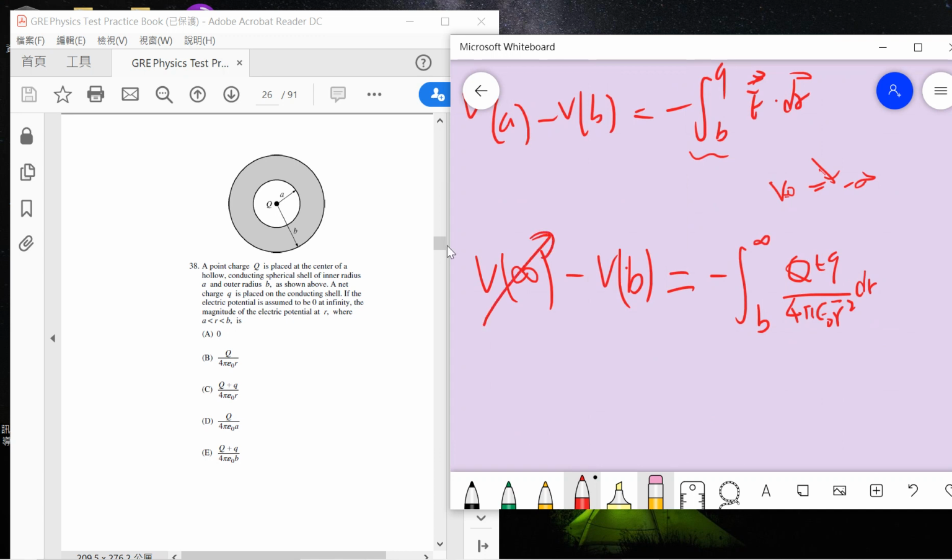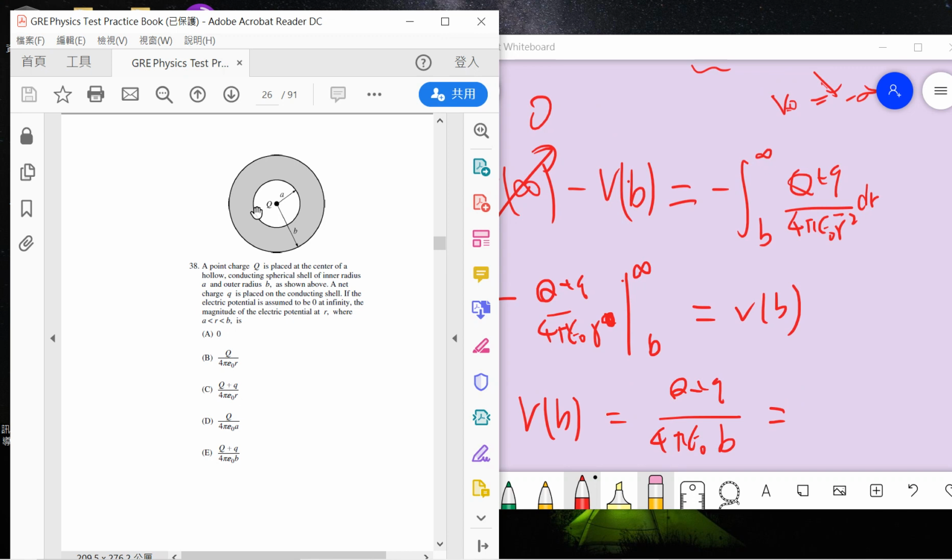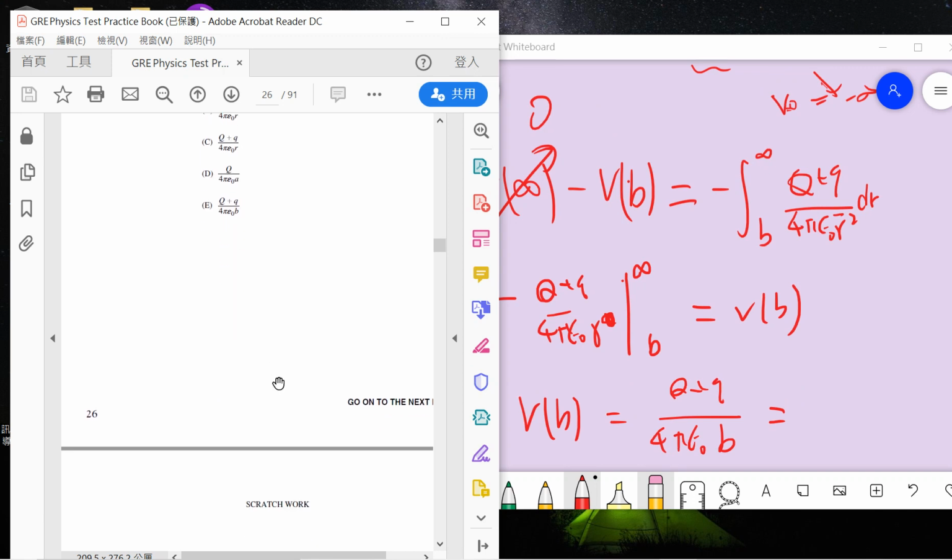So we have V of B equals minus (Q plus q) over 4 pi epsilon naught times the integral of dr over r squared, from infinity to B. When infinity is plugged in, you get 0. When B is plugged in, you get B. So V of B is (Q plus q) over 4 pi epsilon naught B. And there's no electric field between A and B, so the answer is E.